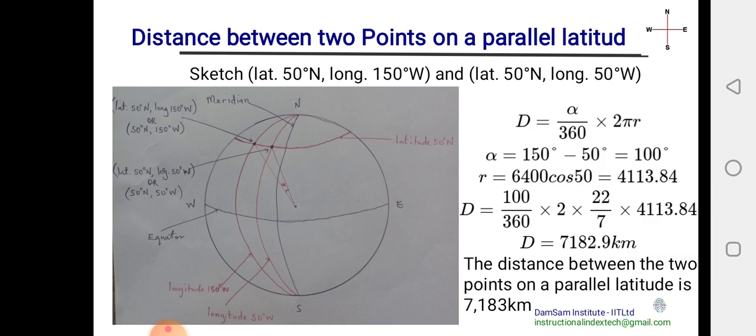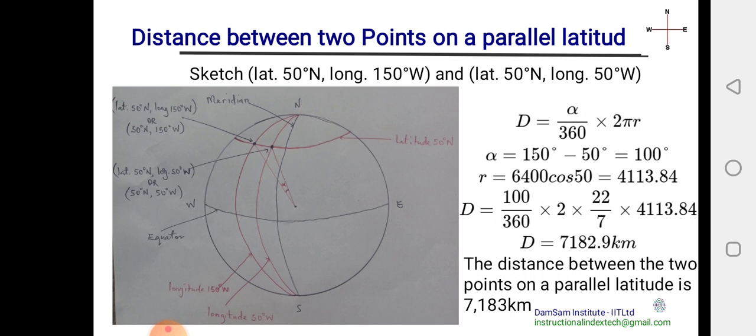This is what we use to find the length of an arc: alpha over 360 times 2 pi r, where alpha will be the angular difference. What do I mean by angular difference? We want to see the angle that is formed between the 2 points, and we get that angle by taking the difference when they are both at the same cardinal point. But when they are at different cardinal points, we add them together. So 150 minus 50 is 100.